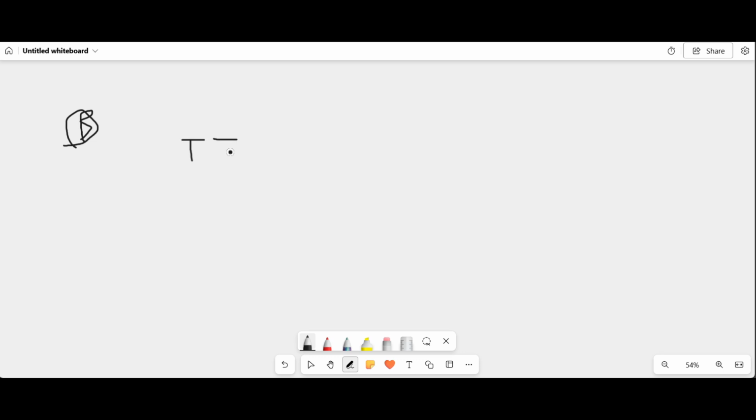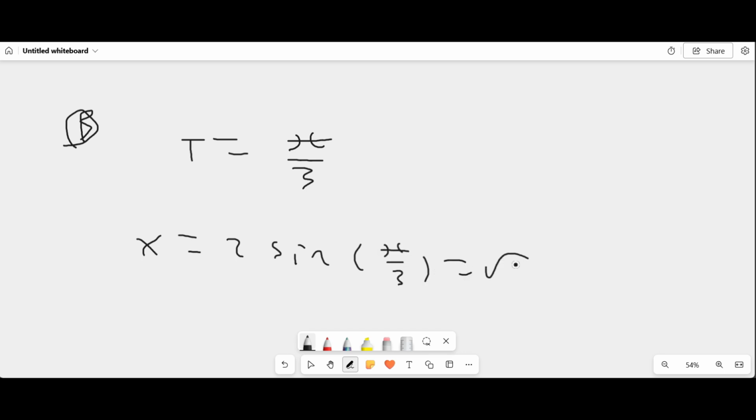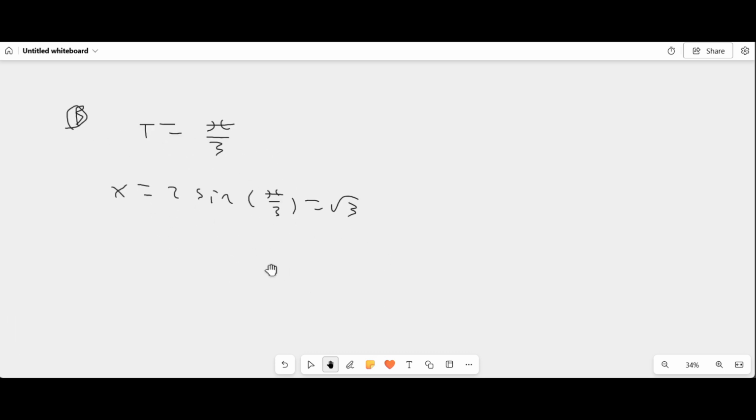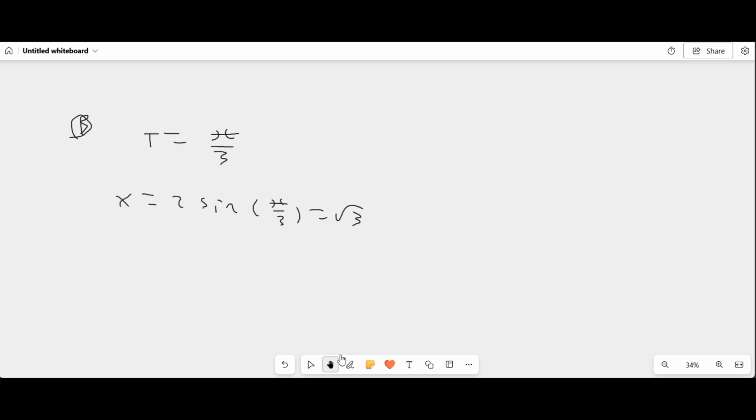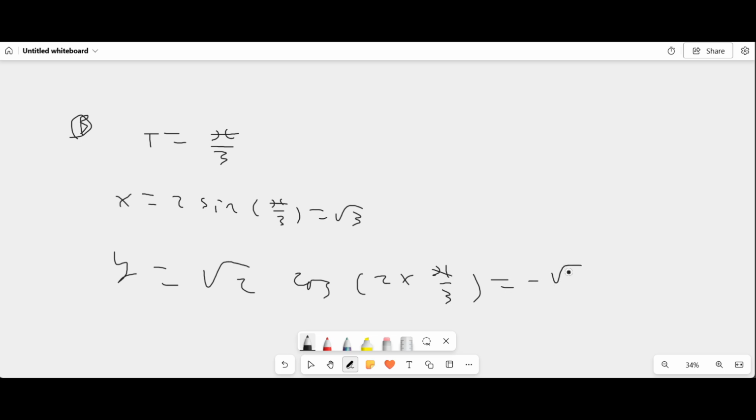Alright, so t is equal to pi over 3, and so therefore x is equal to 2 sine pi over 3, which is going to be equal to root 3. And then find the y coordinate, yeah? The y coordinate is going to be root 2 cos 2 times pi over 3, which is going to be negative root 2 over 2.